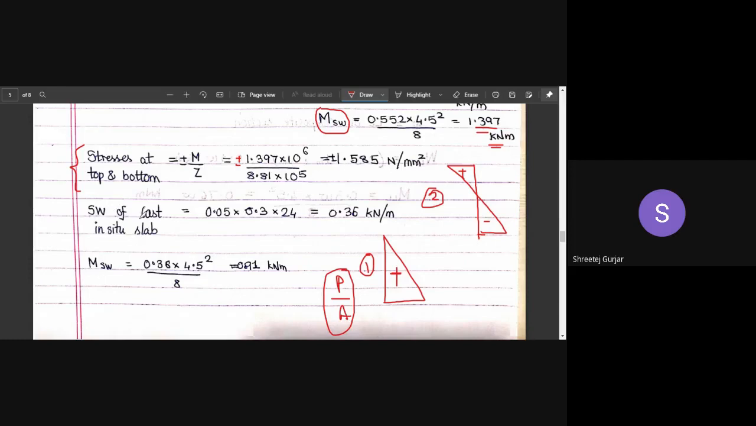Now the self weight of the cast in situ slab. This is the depth, this is the width, and this is the density. You get the self weight of the cast in situ slab. The moment due to the self weight of the cast in situ slab is 0.36 into length, WL squared by 8. So this is the moment.